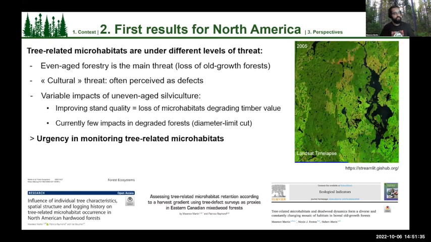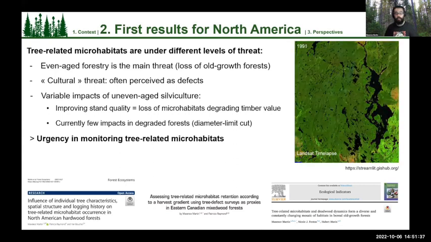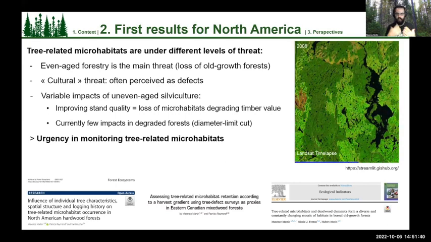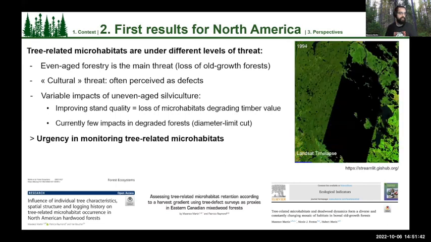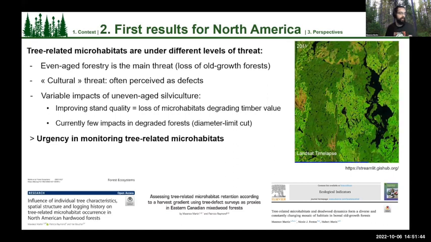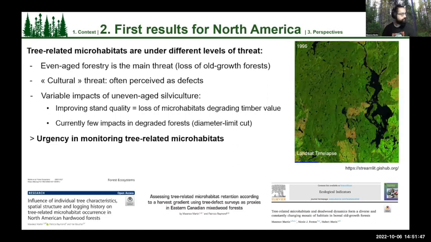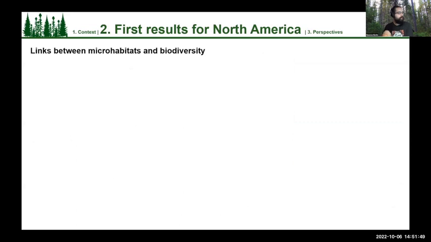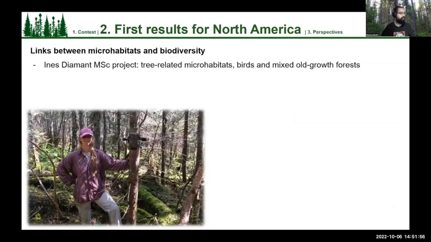But overall, what it shows is that it's very urgent to monitor tree-related microhabitats because they're here, they're in boreal forests, they can be very important for biodiversity, but we are already losing them, and possibly since decades. But then we also try to identify the links between tree-related microhabitats and biodiversity. And this is where my research is most recent because, for example, last year we started with Ines Diamond, with a UQAC master project, where we try to see if we can see a connection between tree-related microhabitats and boreal birds in mixed old-growth forests in Quebec.